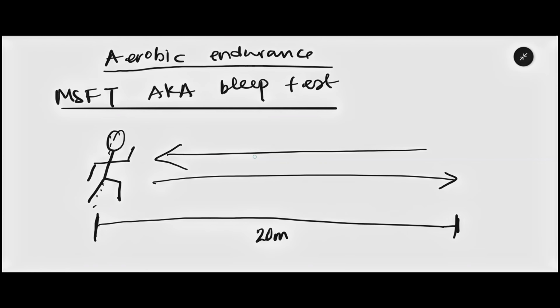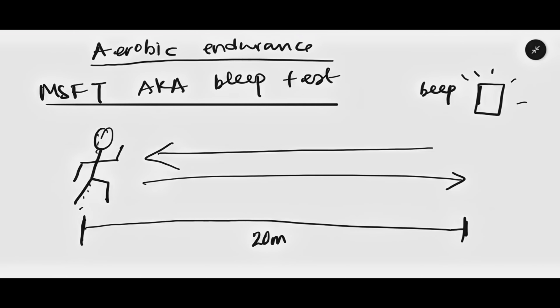So 1 lap is going up and back within 1 beep. So there's going to be a device, probably someone's phone, that's going to be set to make beeping sounds. Beep, beep, beep, at given intervals. At the beginning, there's going to be a long distance between each beep. So it might be like 10 seconds between each beep. So it would be very easy to run up and down in 10 seconds.